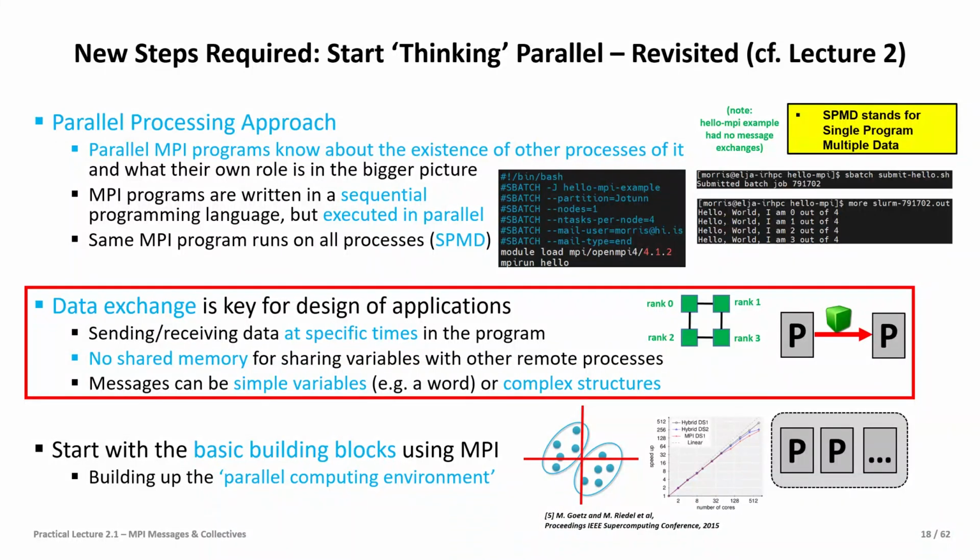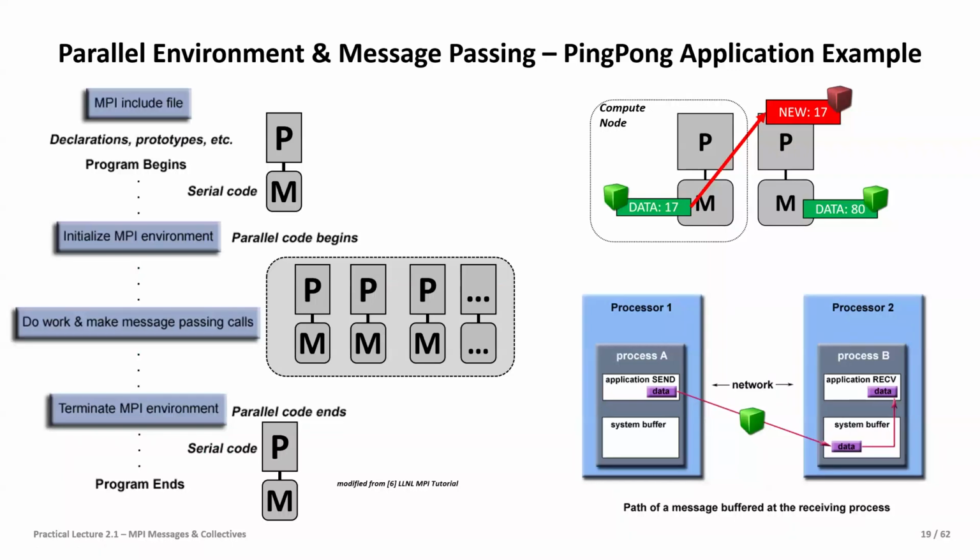So now we want to switch the perspective a little and see what happens if I do a point-to-point communication, or two of them, using something called ping pong. Here we have the same conceptual idea that we had in lecture 2 of how it works, with a serial environment before and after.